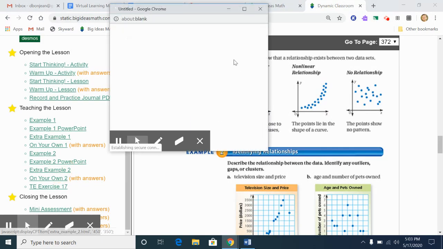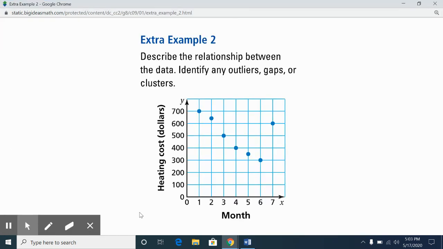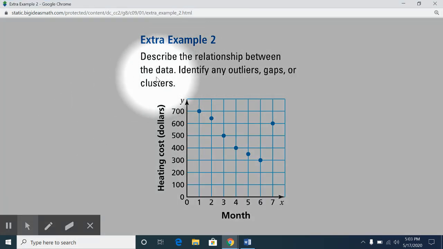Let's maybe take a look at this extra example and let's talk about the relationship first. See, I see these lines, or what could be a line, is falling, right? As x is increasing, y is going down in regards to these points. That would mean there's a negative relationship between the data, okay? Now my outlier is right here. It's that point that just doesn't belong, right? That point would be at 600, all right? And then honestly, gaps or clusters, I don't really see any obvious gaps or clusters in this data, all right?